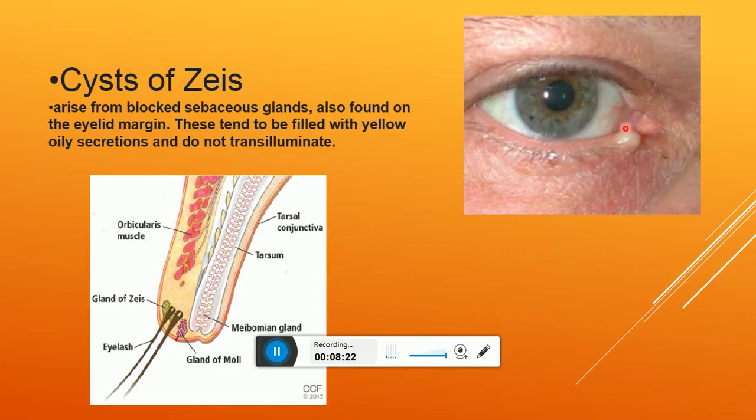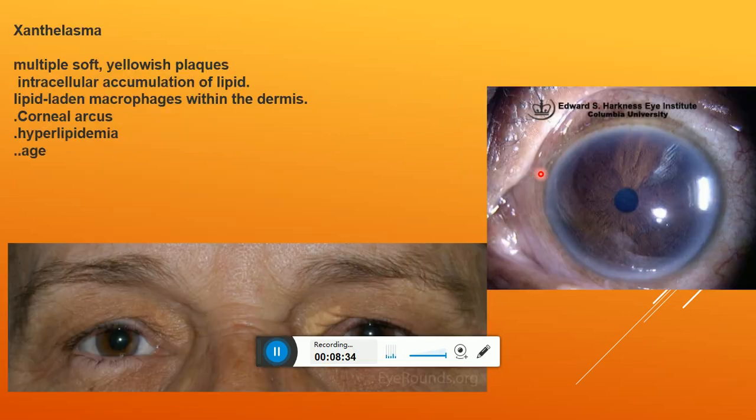Here you can see this is a cyst abscess. It is formed by blocked sebaceous glands in the eyelid margin. There are yellow eyelid secretions, and it does not transilluminate. The other one is xanthelasma, plural xanthelasmata. It is a common and frequently bilateral condition. It affects middle-aged and elderly individuals. It is a subtype of xanthoma.